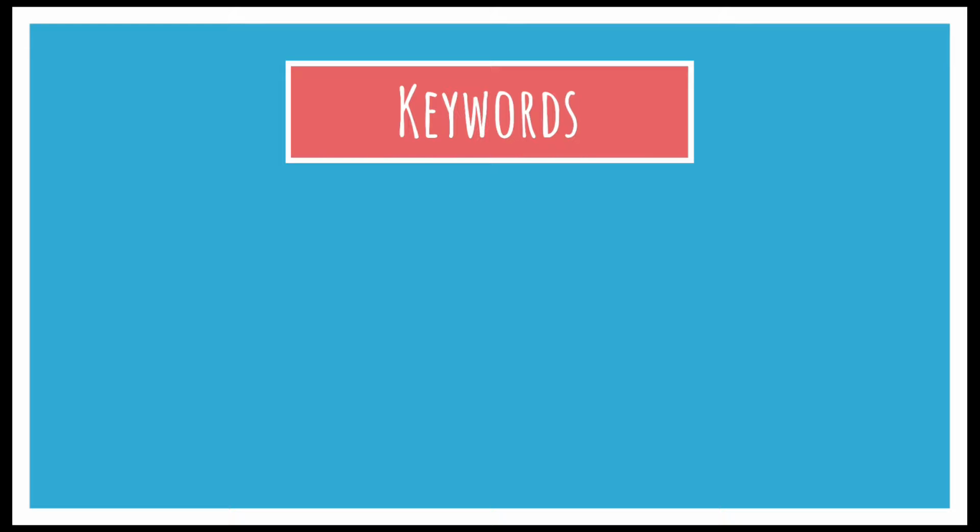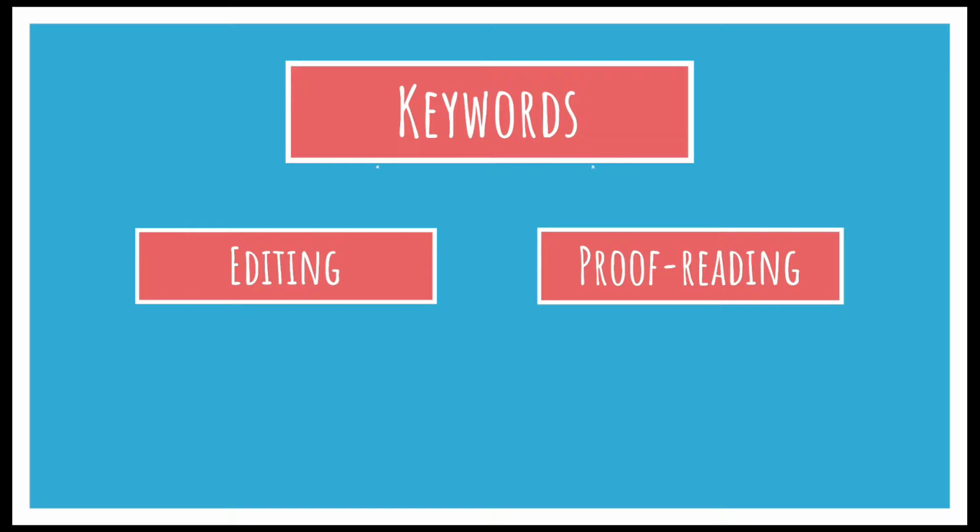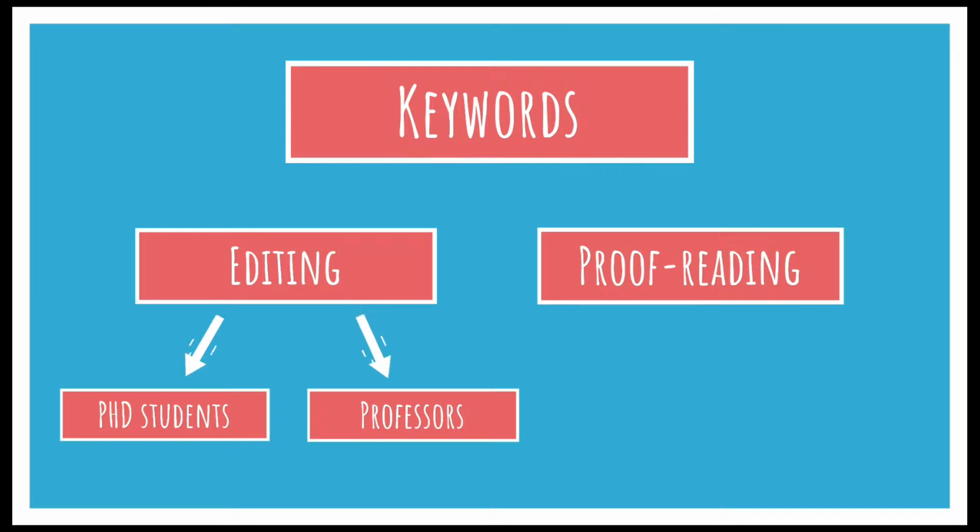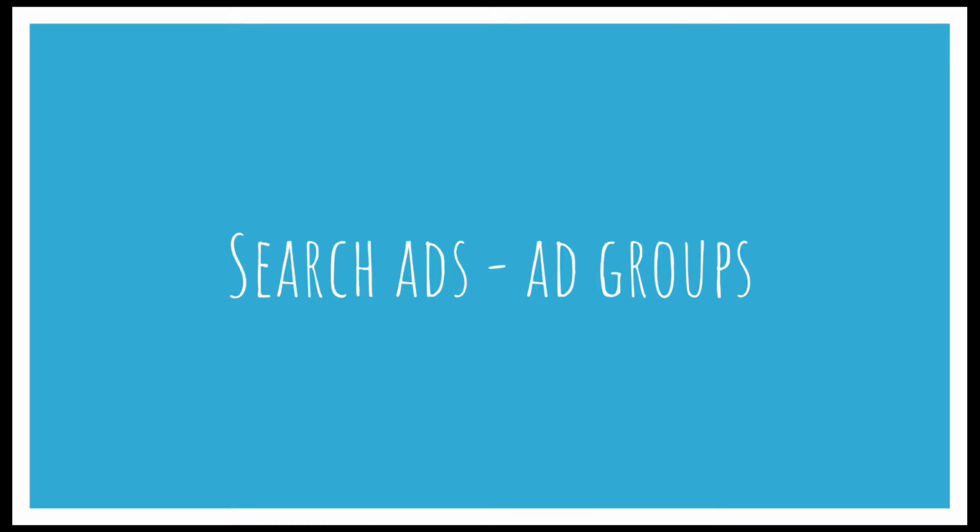I'm going to show you an example from an editing and proofreading service. In the simplest form, I'd want to put the editing and proofreading keywords in separate groups. Then I might want to subdivide these lists further, such as editing services for PhD students or professors. You will do this because you want to send different ad groups to different landing pages, or you want certain ads to show up for each of these groups. Let's have a look at this example.